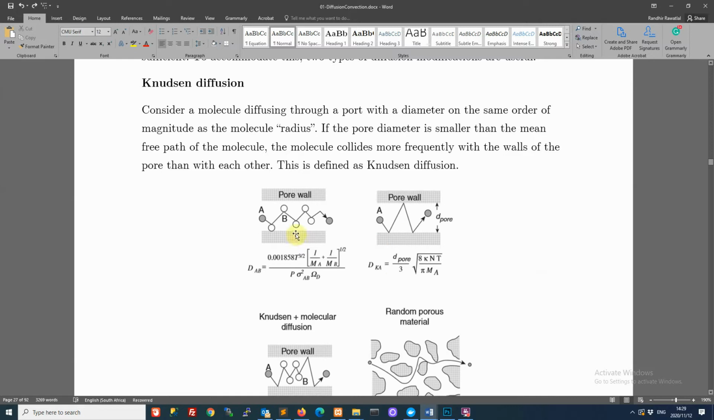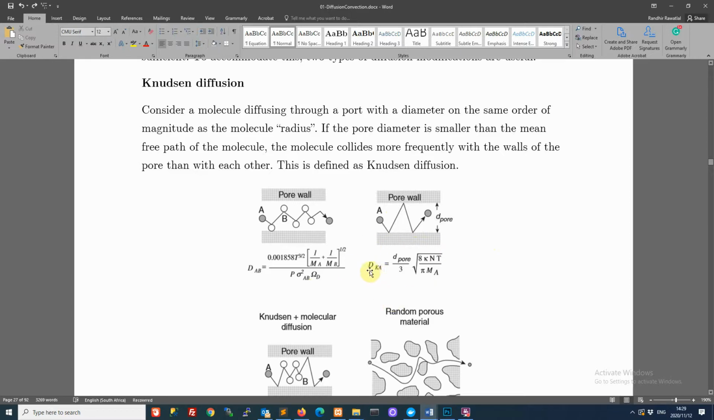So this is what we've just mentioned. We have a pore, and we've got a particle that's knocking about against the walls of the pore. And then we have, of course, our binary diffusivity, which we can estimate. So this is what we can do from the earlier correlations. And then we also have to think of A diffusing against the pore itself, and we can estimate a number for that diffusivity.